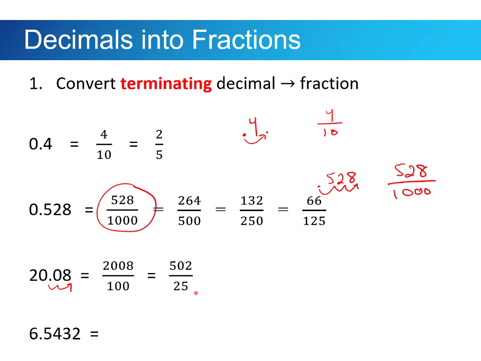How do we do this? Well, first of all, I need to count how many places I need to move the decimal. It looks like I need to move the decimal 1, 2, 3, 4 places to the right. 4 places to the right means a 1 followed by 4 zeros: 0, 0, 0, 0. And then in the numerator, 6, 5, 4, 3, 2. And there you have it.